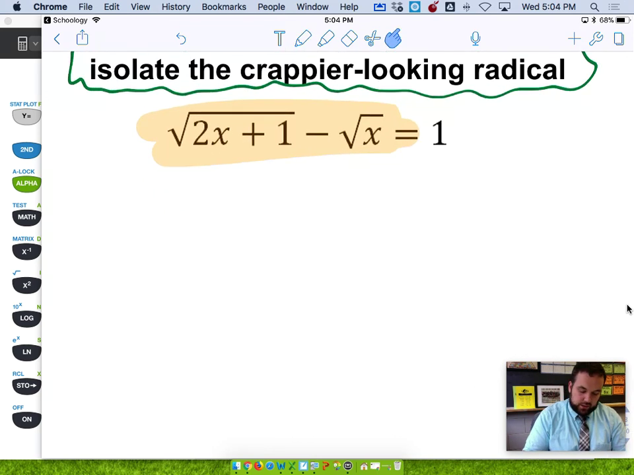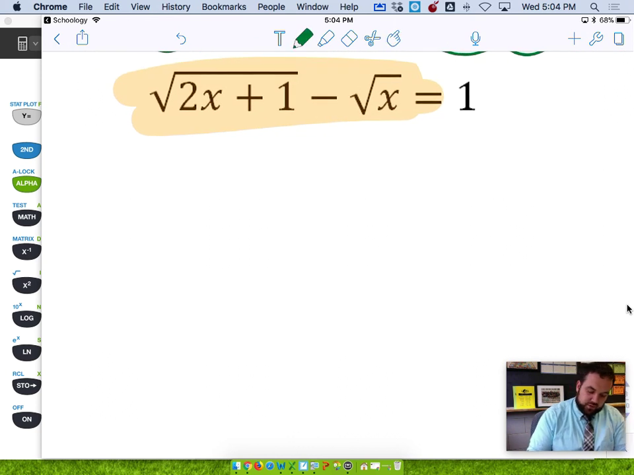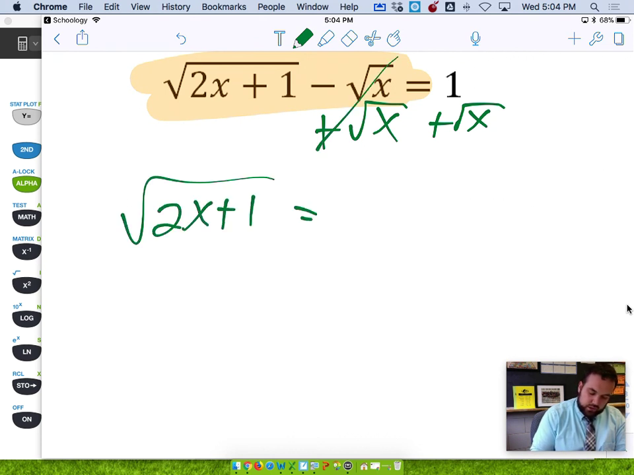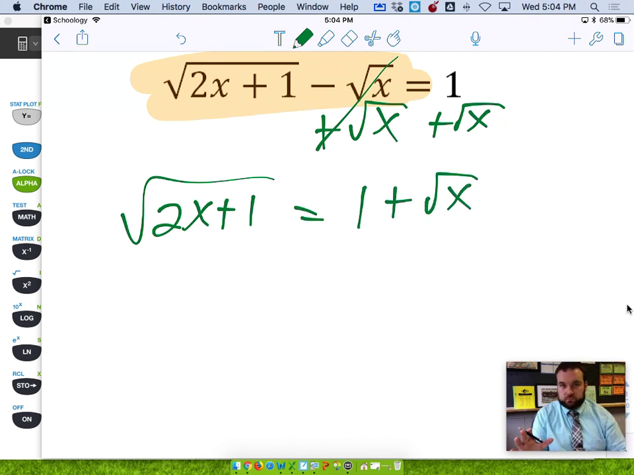Okay, so if I look at this, it jumps out to me right away that this is the radical that's got more stuff going on. So I'm going to go ahead and add the square root of x to both sides. And what that's going to allow me to do is cancel that out, and I get the square root of 2x plus 1 is equal to 1 plus the square root of x. Okay, step 1, move one radical to the other side, because they can't be combined.